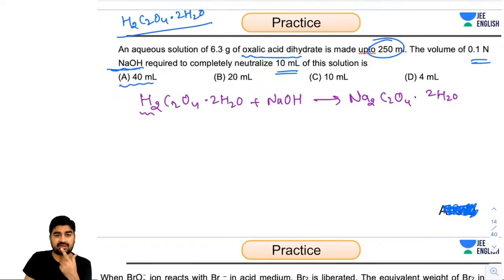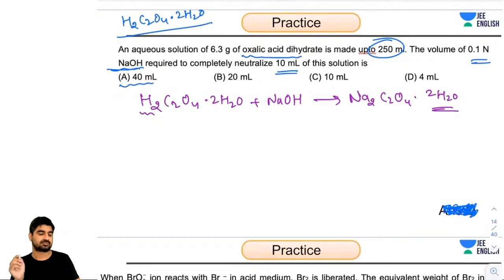Suppose the reaction is like this. Actually, this water will dissolve in the water itself. It will not be visible, but let's see. So now, guys, how do we calculate N factor in this case? Can any of you tell me? How do we calculate N factor in this case?